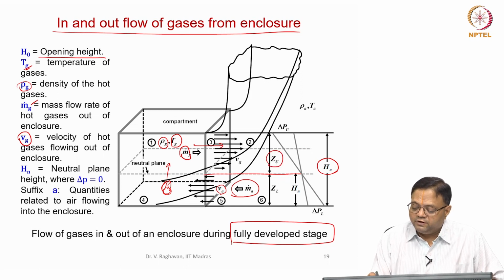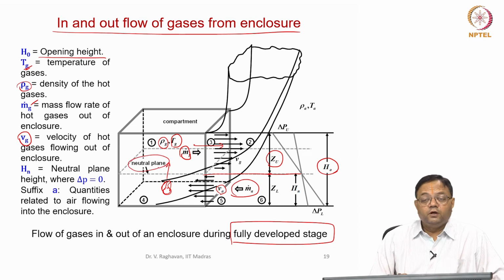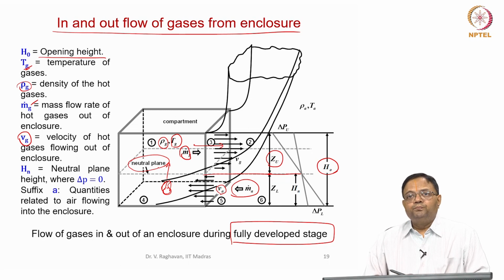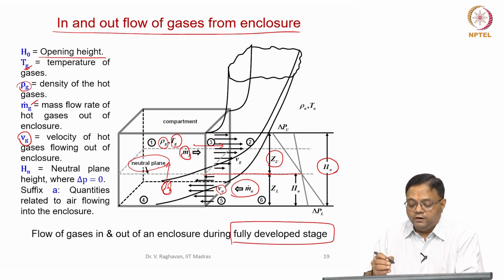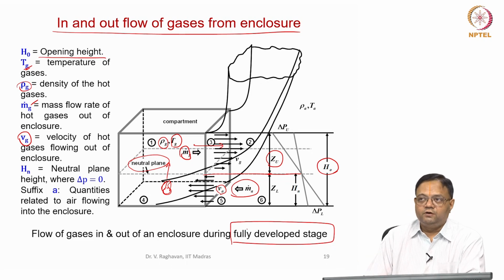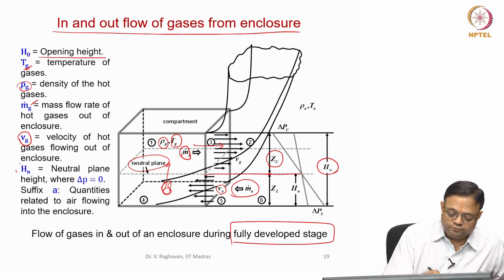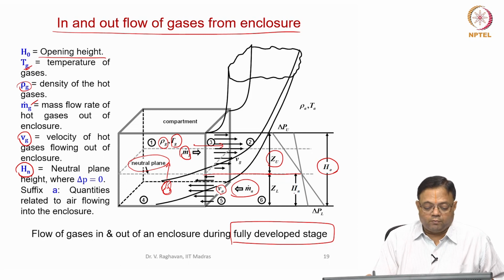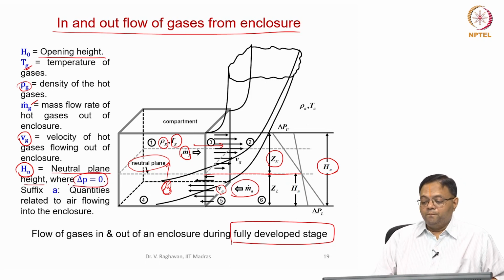So, this height, which I call ZU, will be the height from the top or the ceiling at which a neutral plane forms. This neutral plane will be like a boundary layer. It is not a fixed plane, it is a virtual plane, where above this neutral plane we will see only outgoing gases. Below the neutral plane, you will see the entrainment of air coming into the compartment. So, Hn, measured from the bottom or floor, is the neutral plane location where delta P is 0. Nothing comes in or goes out at exactly the neutral plane.